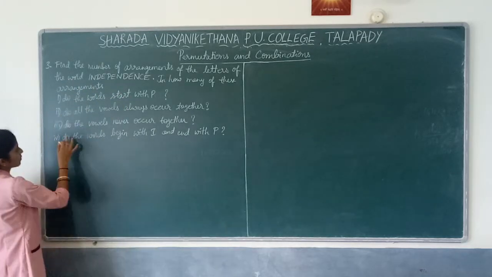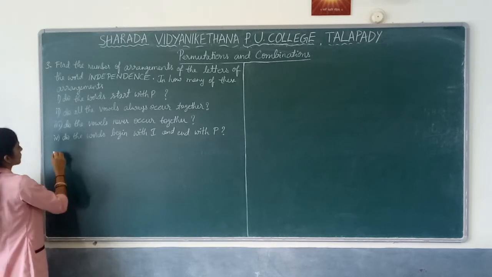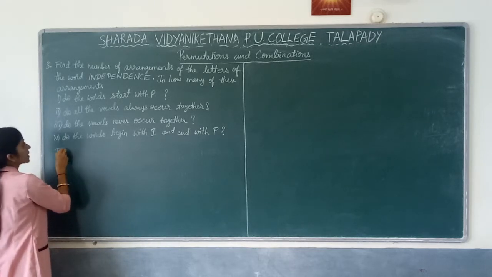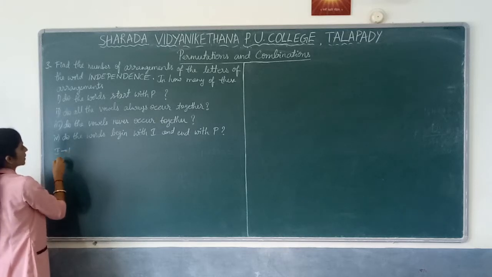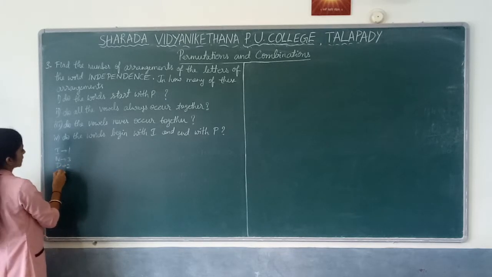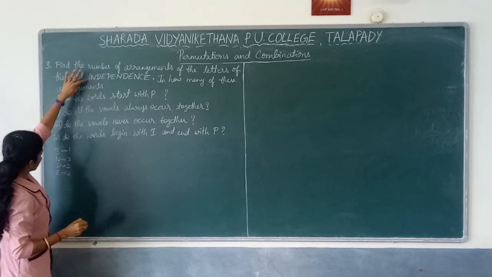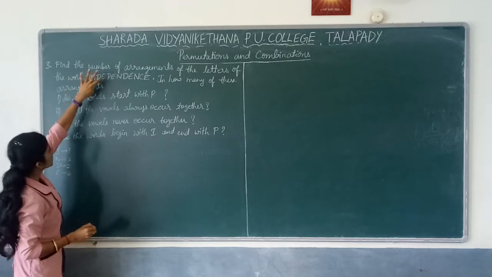So first, not these sub-questions. First we have to see the total number of arrangements in the word independence. Okay, so in that, how many I are present? Only one. Then N, there are 3, isn't it? Then D, there are 2. Then what about E? E, there are 4, correct?